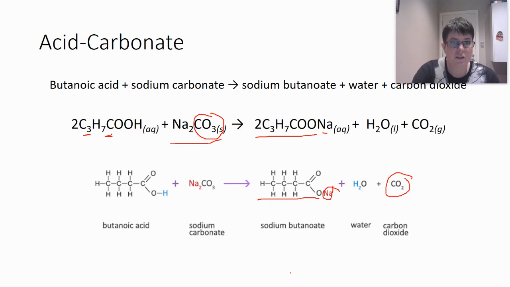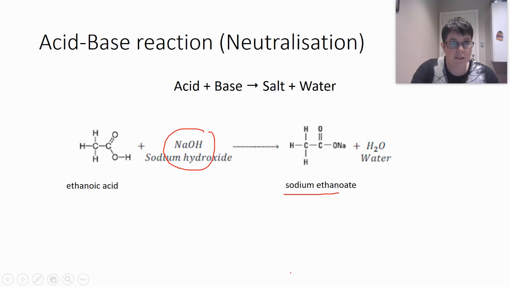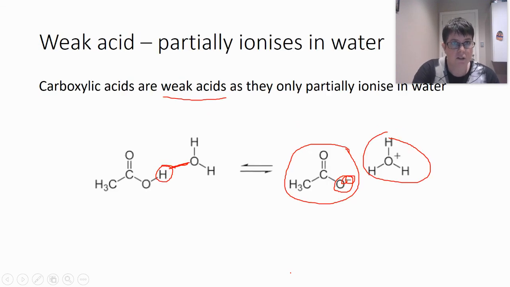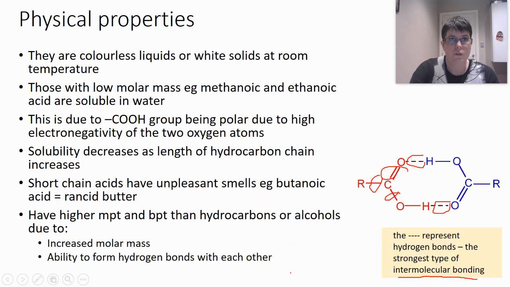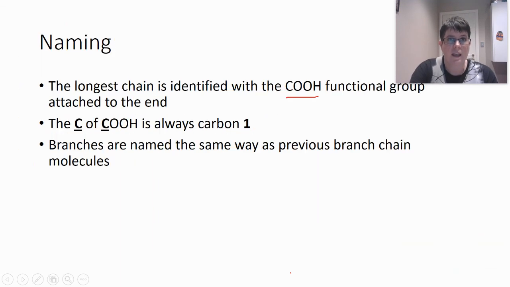Okay, so those are the reactions you need to know. We've got acid carbonate, acid base reaction, acid metal reaction, and the fact that they partially ionize in water because they're weak acids. And so those are the chemical properties that you need to know for level 2 chemistry, organic chemistry, and how to distinguish carboxylic acids. Also, we talked about the physical properties and the naming of carboxylic acids.